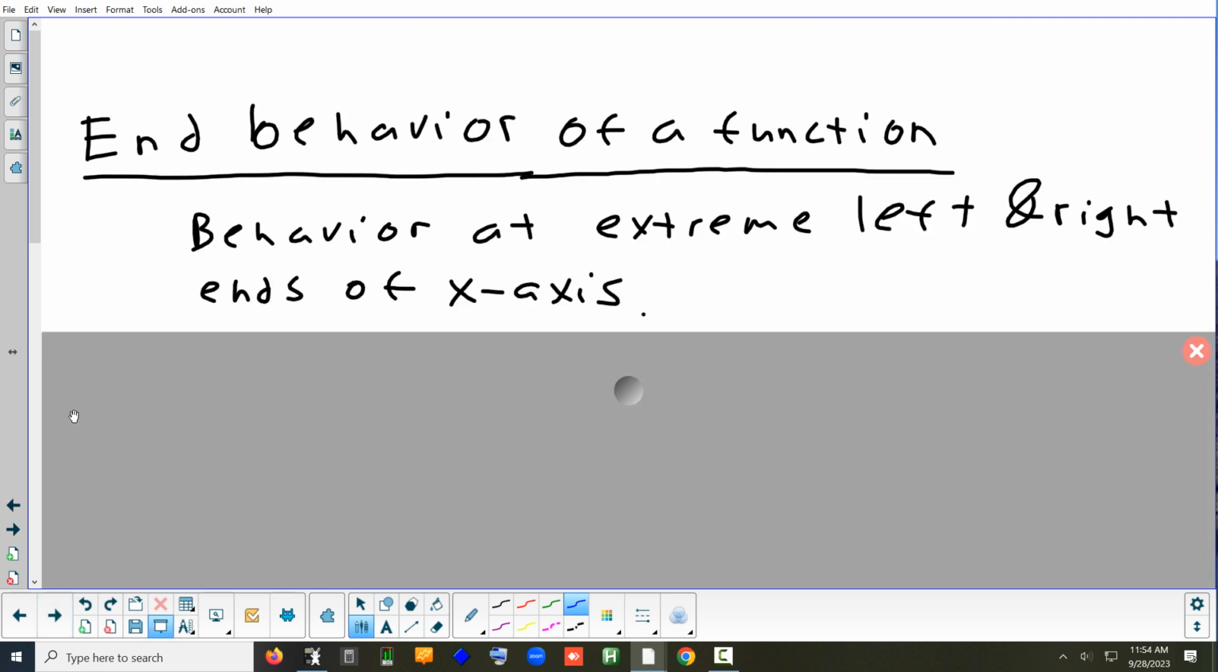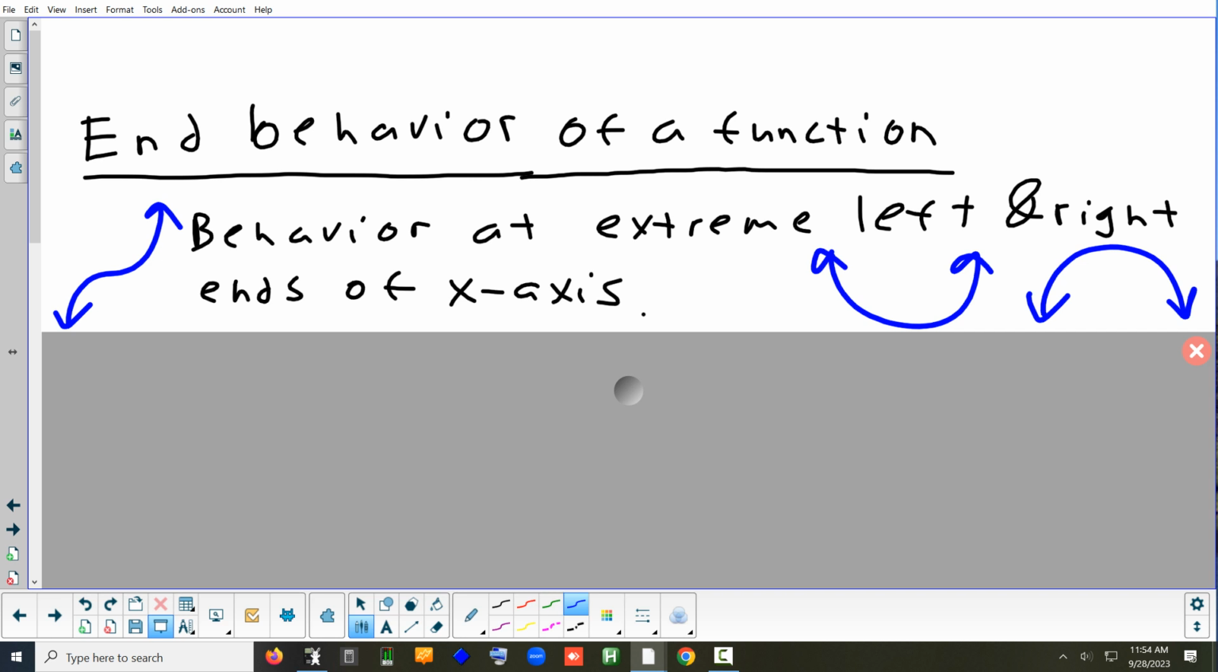Okay, so last thing. The last thing is what we call end behavior. And the end behavior is basically what a graph looks like on the left and the right side. So for example, a graph like this, we would describe the end behavior as up on the left, up on the right. A graph like this, we would describe it as down on the left, down on the right. A graph like that has one of each. It's going down on the left side, but it's going up on the right side.